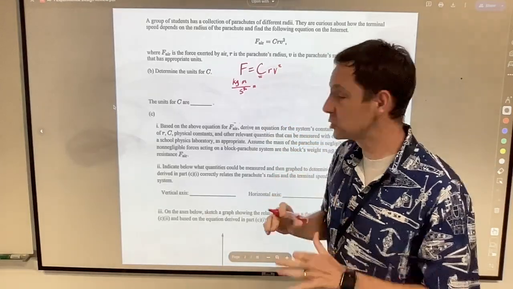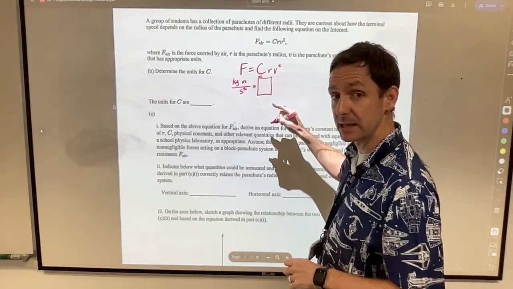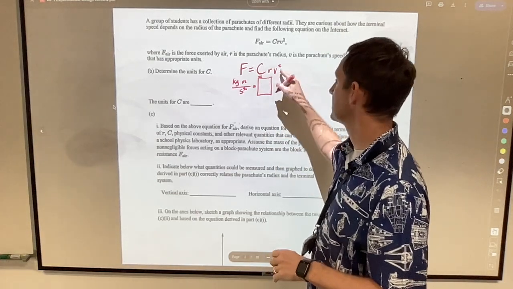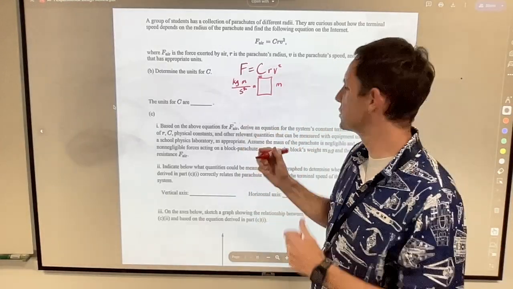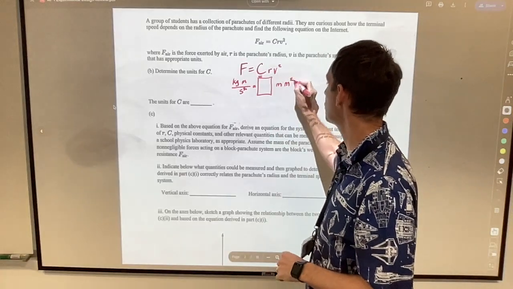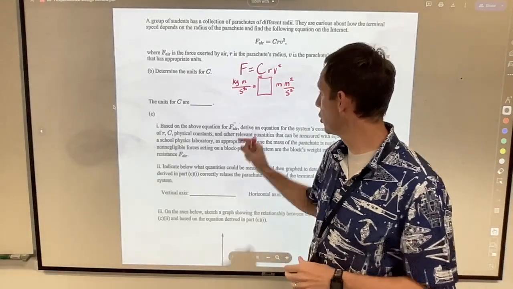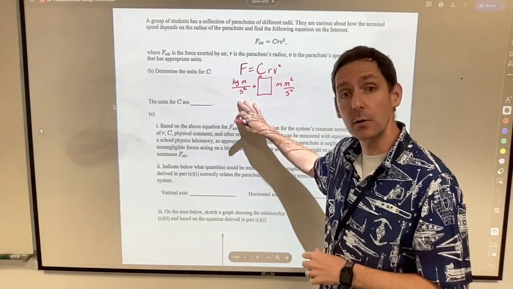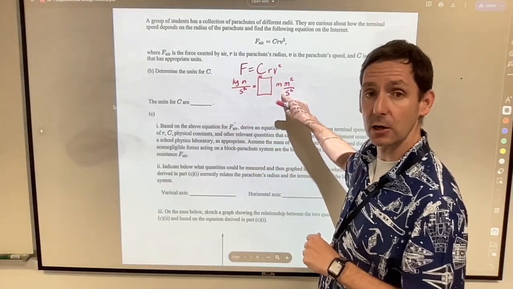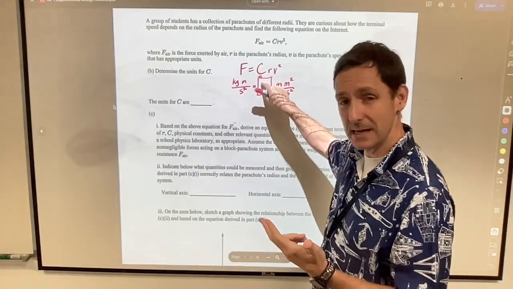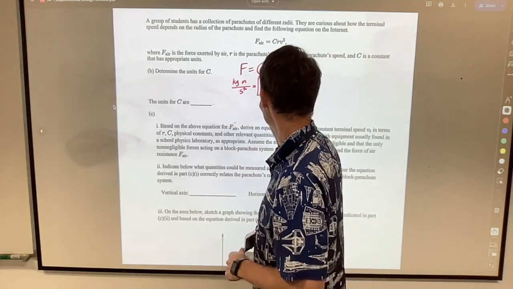That's what is on the left side. That has to be equal to the units of C times the radius, which would be in meters, times the velocity squared. And velocity is meters per second, so I need velocity squared, which will be another meters squared per second squared. All right, now we just need to make sure that the units on both sides are equal. Right now, I see that there's a kilogram over here, but there's no kilograms over here. So therefore, the kilogram must be part of the units for the C. So I'm going to put a kilogram there.